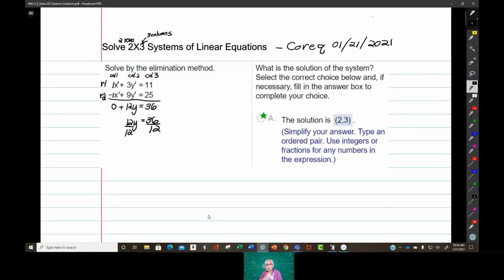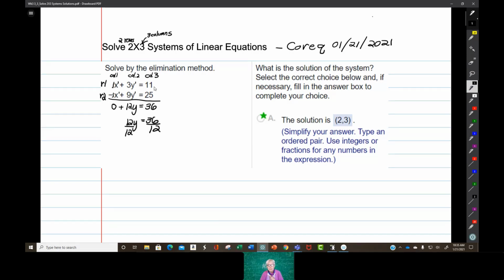Now, this is the perfect opportunity to go over again what I'm doing. I have two equations, so they form two lines. I have three columns: the X column, the Y column, and the number column, the constant column. And I add them together.